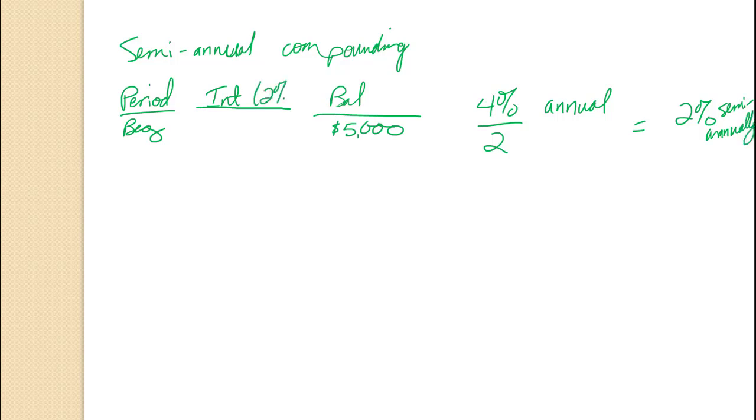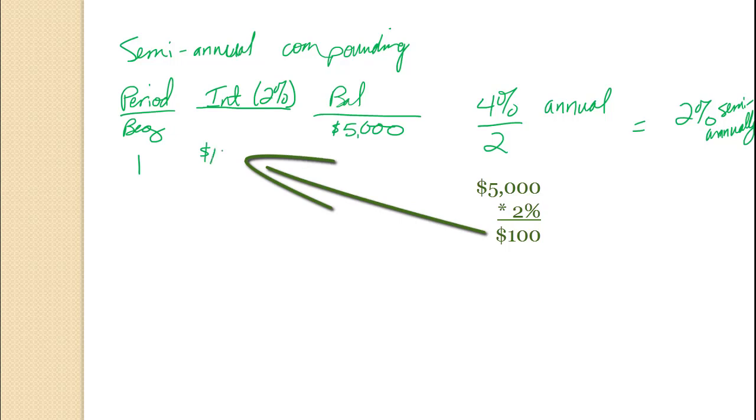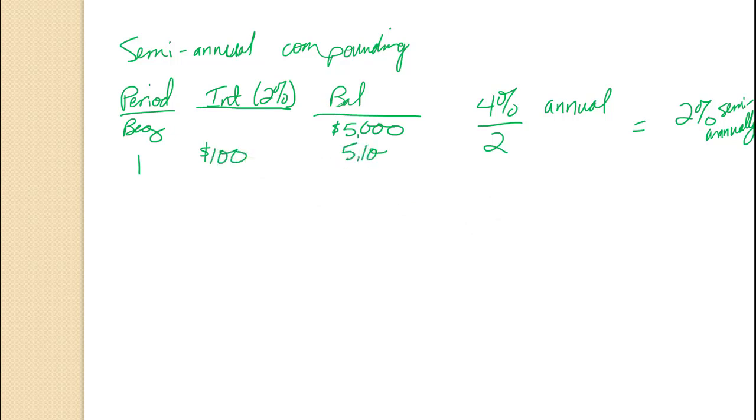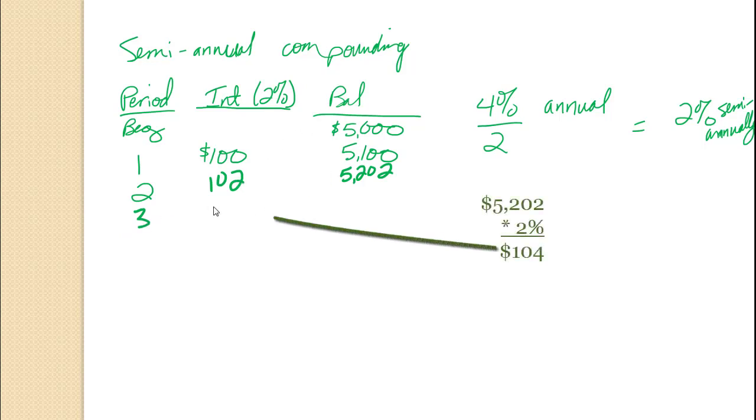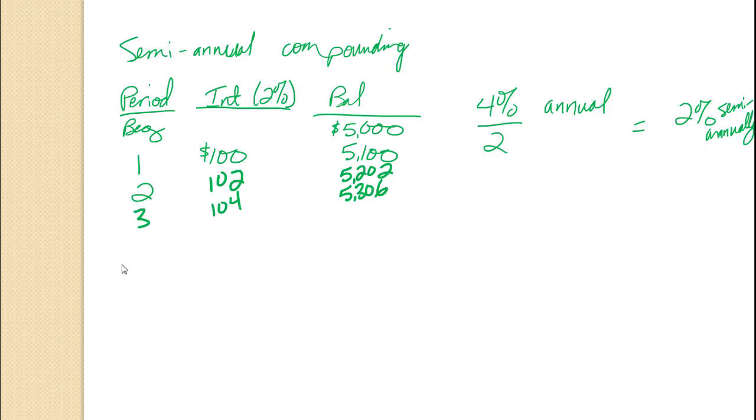So I'm going to use 2% as my interest rate here. Period 1, 2% of 5,000 is $100. So 5,100. Now we take the 5,100 times 2%, we get 102. So 5,202. Period 3, now we're taking 2% of the 5,202, and that's going to give us 104 as our interest. So 5,306, and we're going to keep doing this.